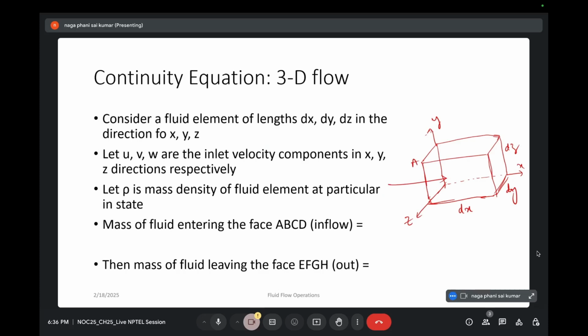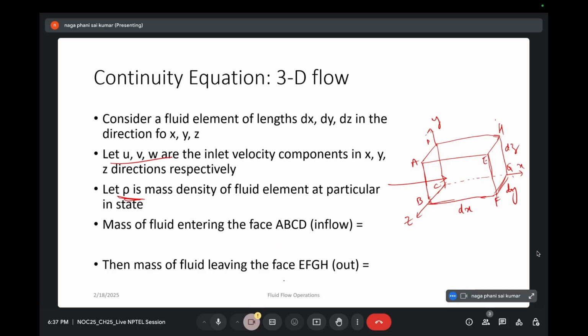Okay, this is A, B, and we have C and D. This is E, F, G, and H. Okay, so fluid is flowing in this direction, and let's say fluid is having components in x, y, and z directions. So let's say U, V, and W are velocity components in x, y, and z directions. Okay, and let's say rho is the mass density of a fluid element in this particular fluid element.